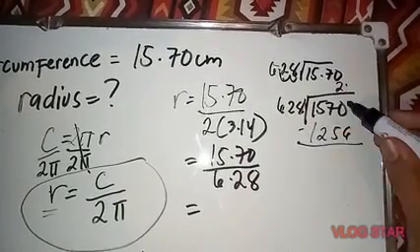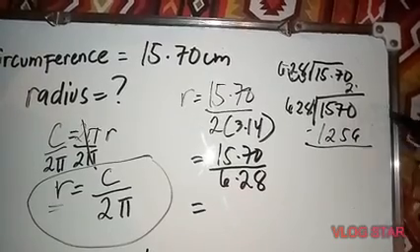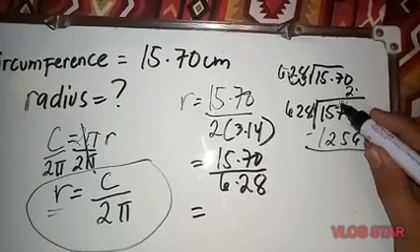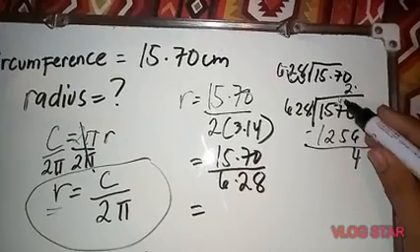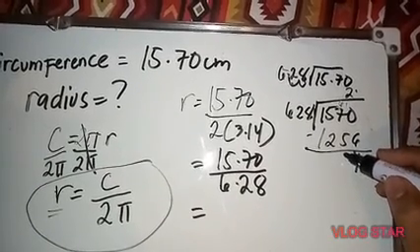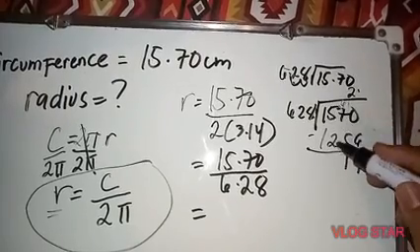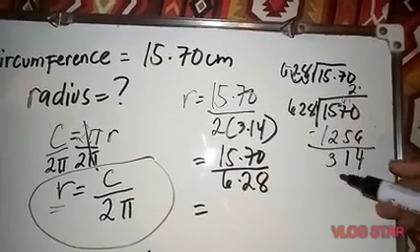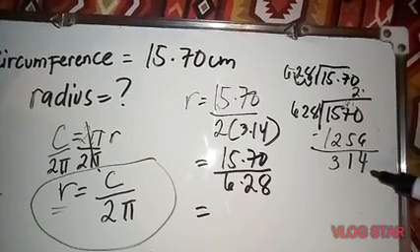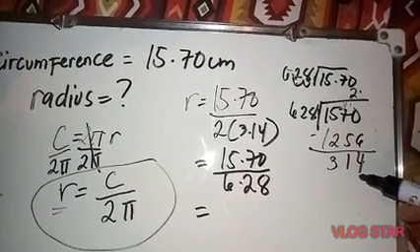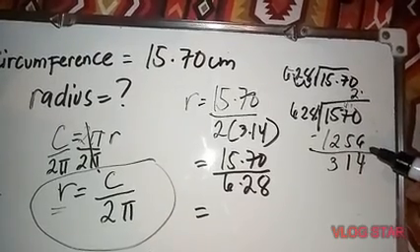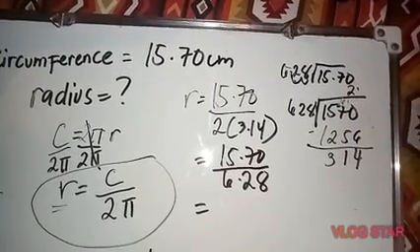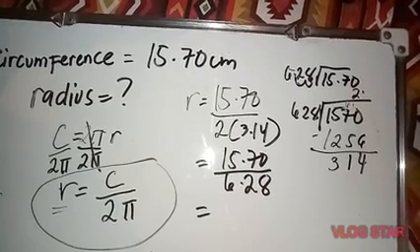Then subtract: 1,570 minus 1,256. Borrow 1 from 7. 10 minus 6 is 4. 6 minus 5 is 1. 5 minus 2 is 3, then 1 minus 1 is 0. Since we still have a remainder, we can just continue to divide until there is no remainder.